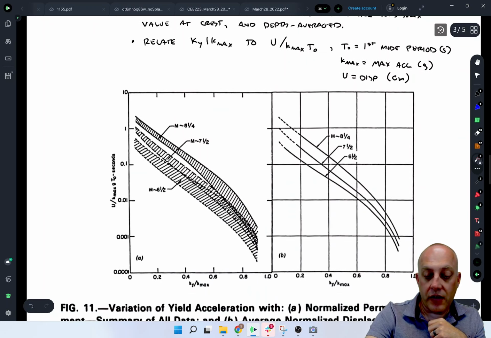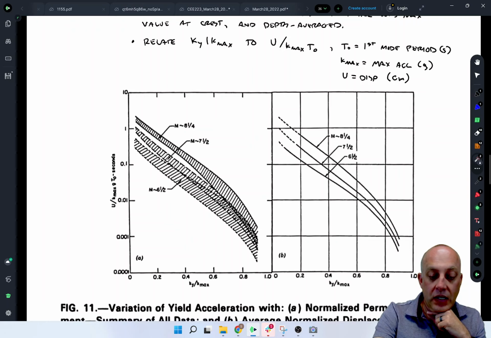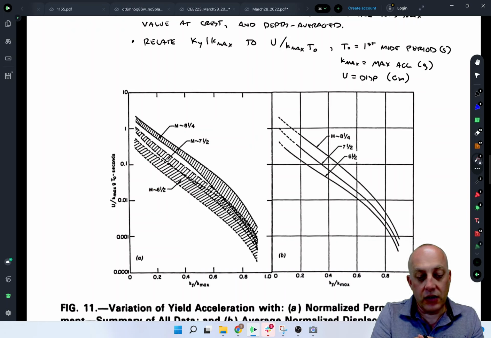And they have these figures here that show that for a given ky over kmax ratio, you're going to get more displacement for a large magnitude event than for a smaller magnitude event due to the larger number of cycles and lower frequency content, therefore longer excursions above ky.